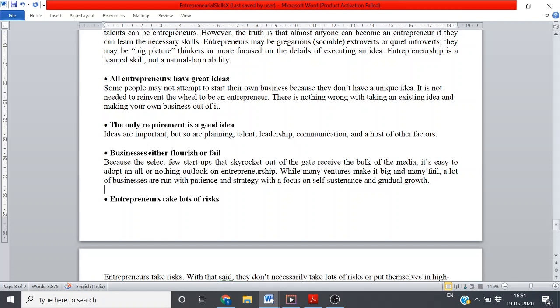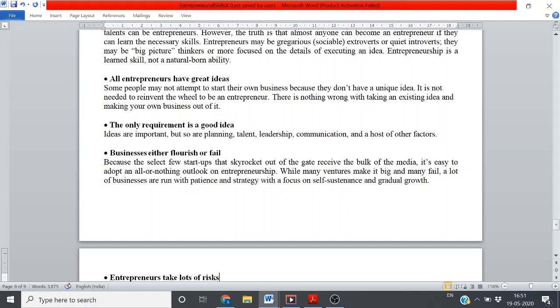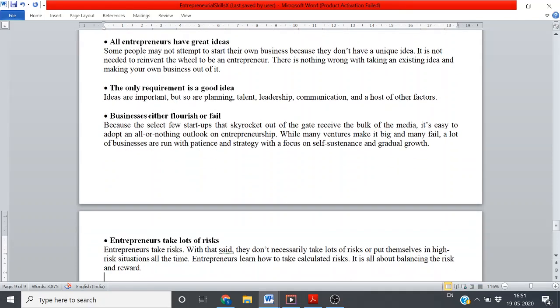Another myth is entrepreneurs take a lot of risk. See, there is a difference between taking risk and taking calculated risk. Calculated risk means you are thinking about the other perspective, you are taking many alternatives with you and then choosing the best option. So entrepreneurs don't take risk, they take calculated risk.